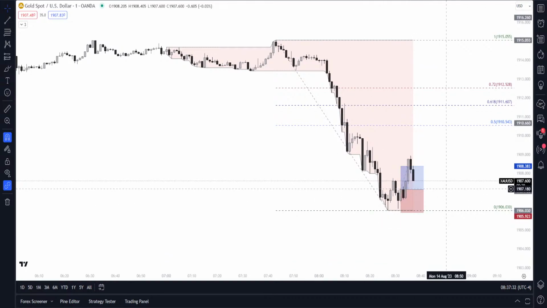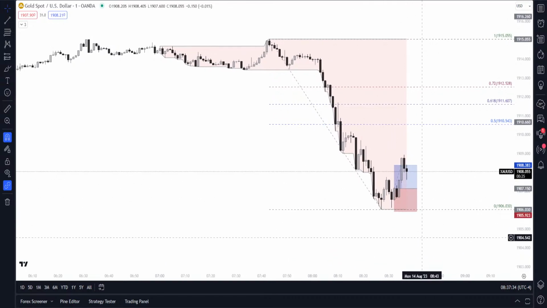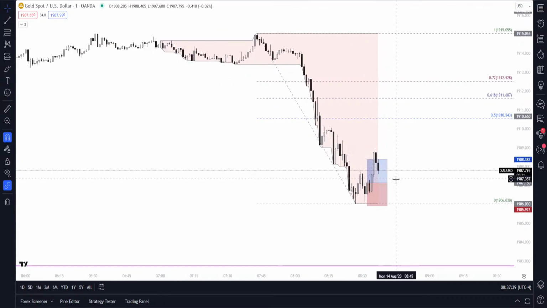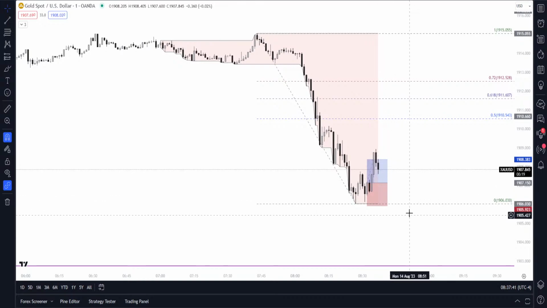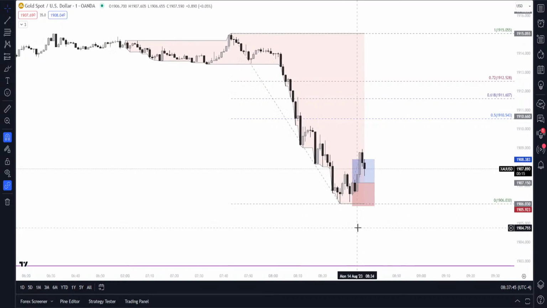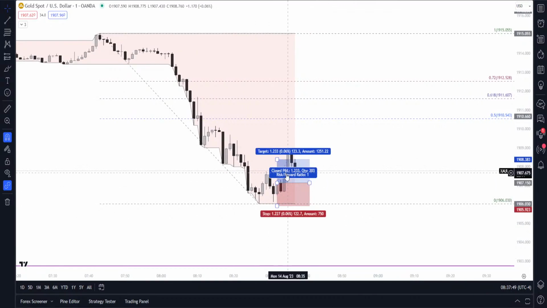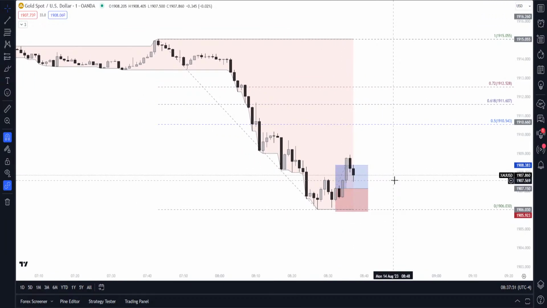Now if this doesn't work out, like if this reverses down, we will take another trade. I do still think we may break down here before we go up. But if this is break even, then you have nothing to lose, right? So it wasn't a bad setup.